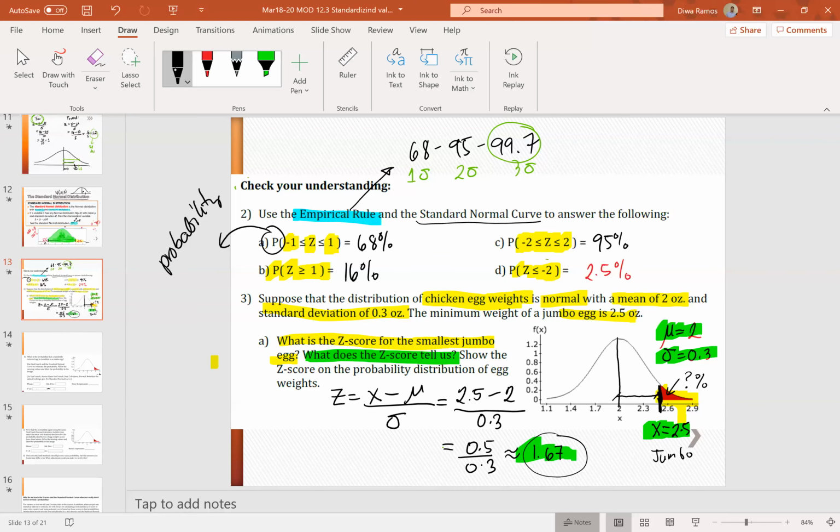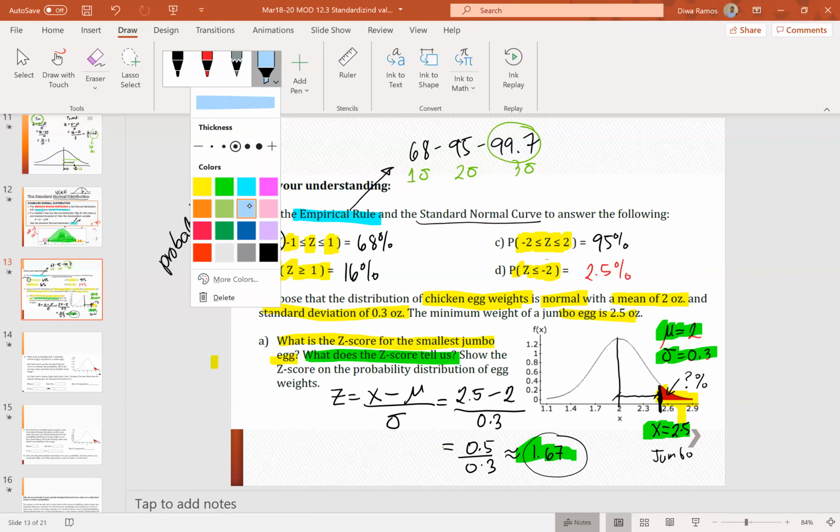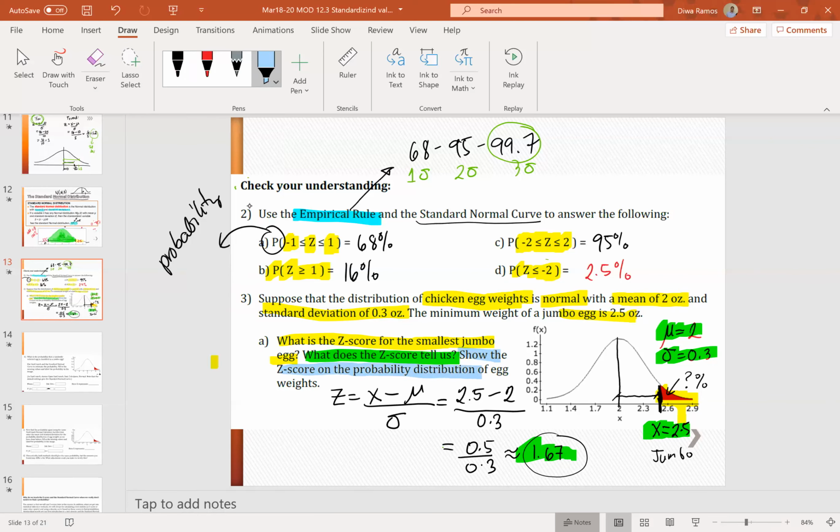Okay. Looking at the next question now, this is the third question. Show the z-score on the probability distribution of egg weights. Well, we kind of marked it here already. It's not the standard normal distribution though. But this is a z-score of 1.67. If the center is 0, the standard normal distribution, then that's 1.67 away from the mean.